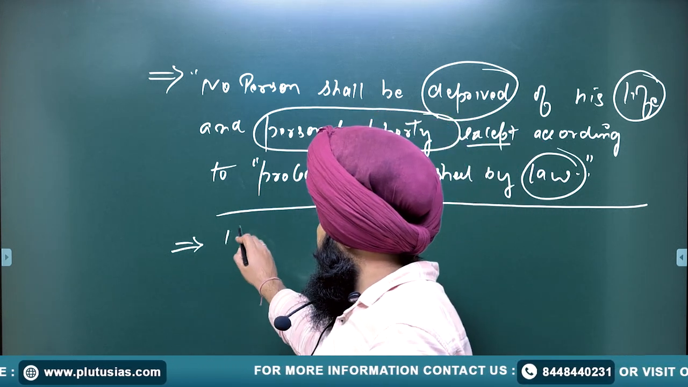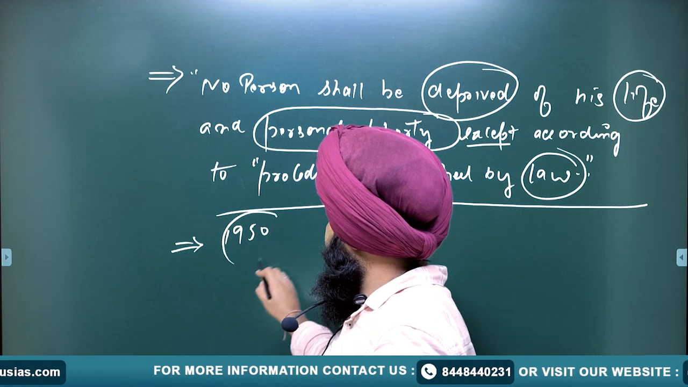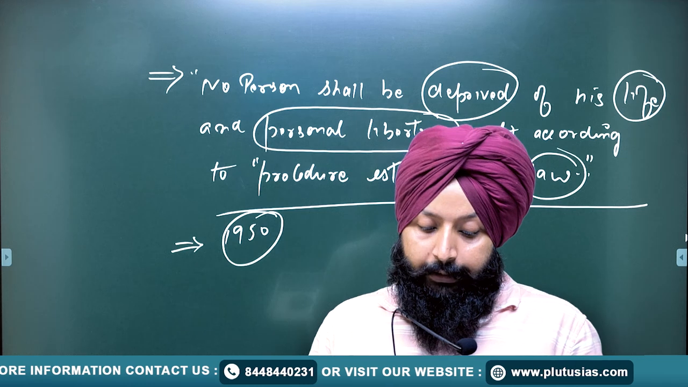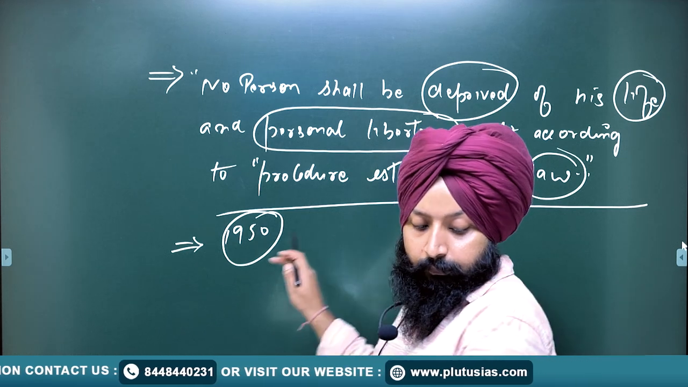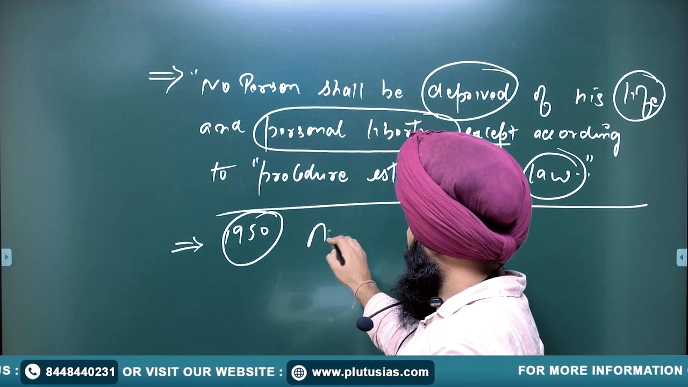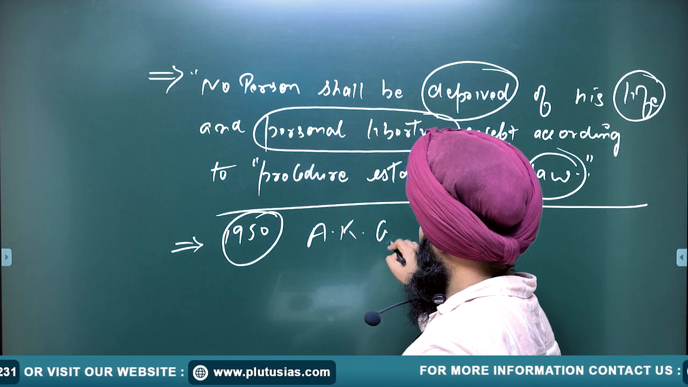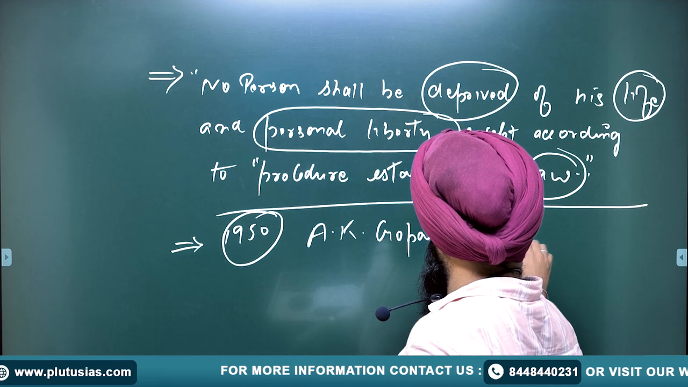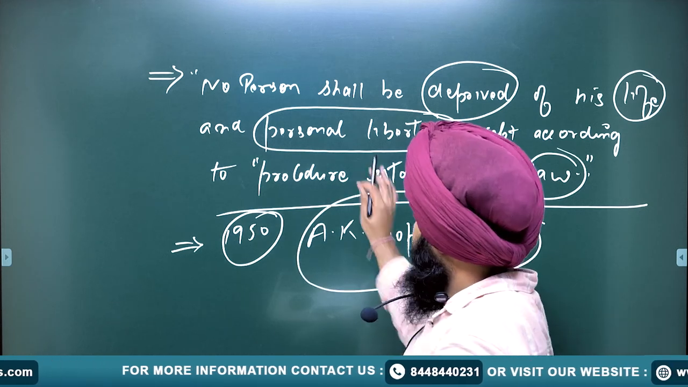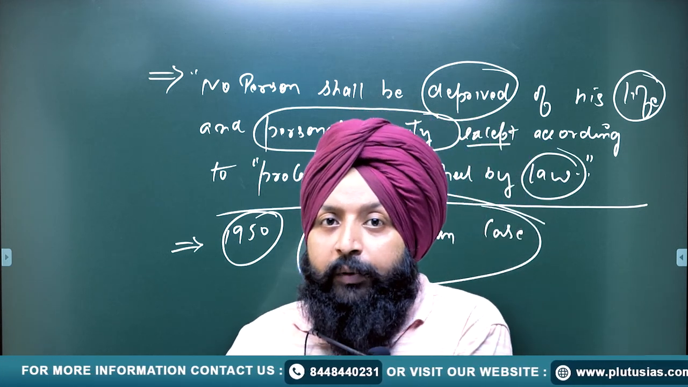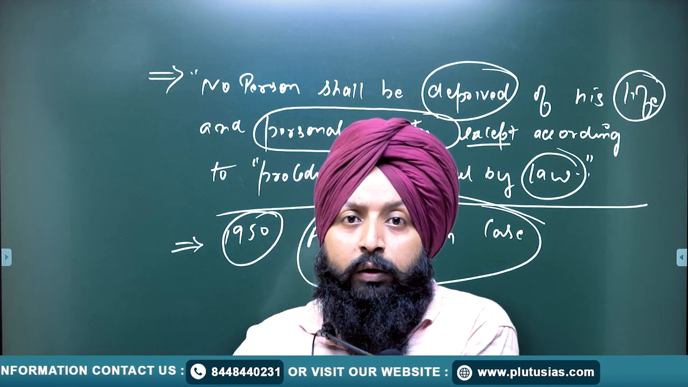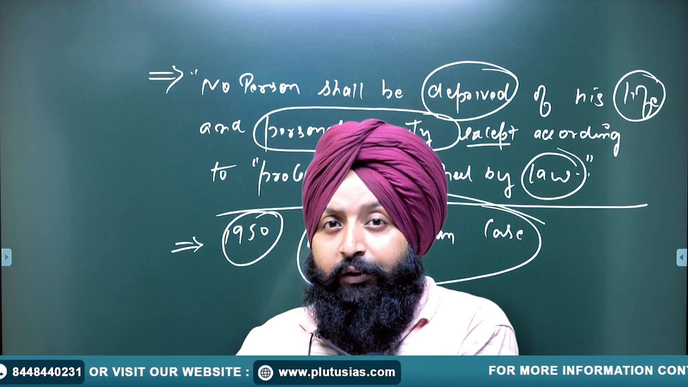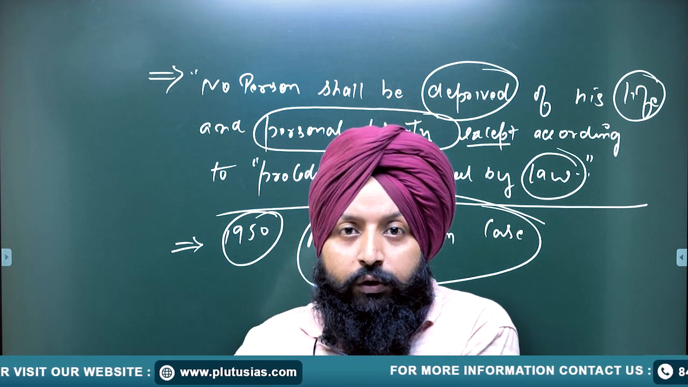In 1950, we have a case called A.K. Gopalan versus Union of India, or in short, the A.K. Gopalan case. In this case, the court tried to interpret Article 21 of the Constitution.